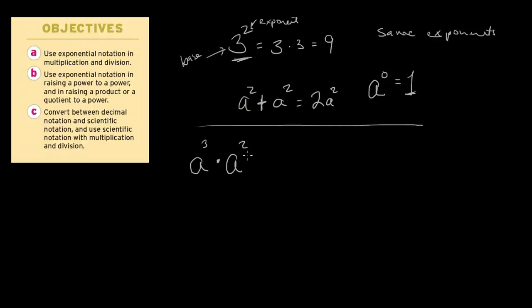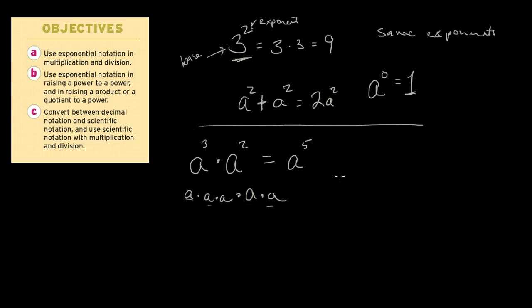So I have here a to the 3rd power times a squared. Well, a to the 3rd power is the same thing as saying a times a times a. And I'm going to multiply that by the quantity a times a. So what I have now is, how many times am I multiplying a by itself? 1, 2, 3, 4, 5. So a to the 3rd power times a to the 2nd power is the same thing as saying a to the 5th power.